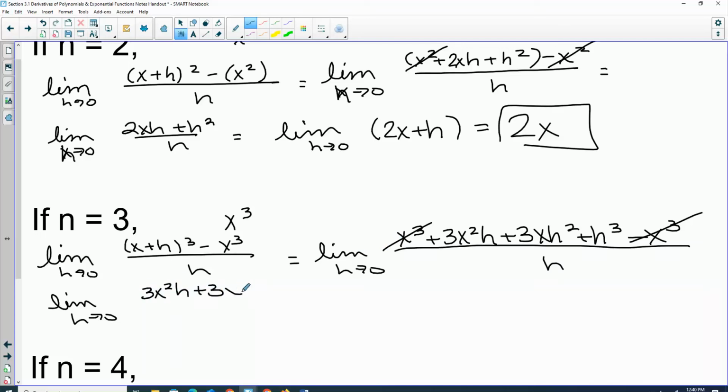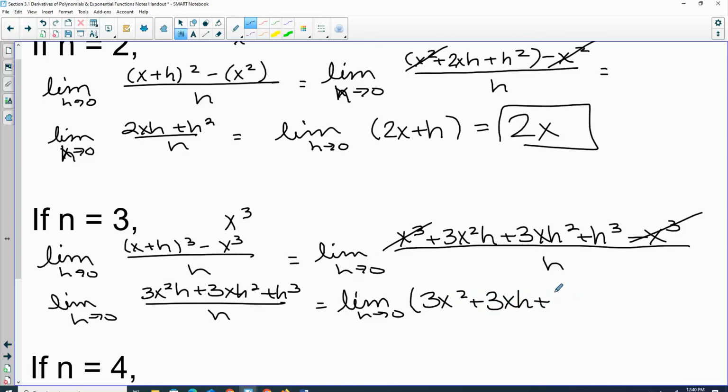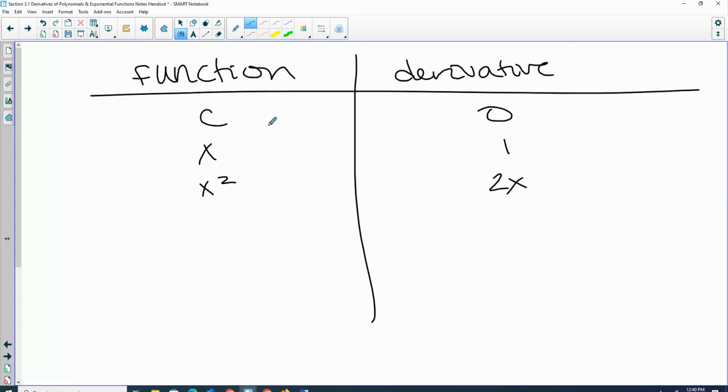Not yet. You don't cancel the h all at once. If h approaches 0, we take an h out of everything: 3x squared plus 3xh plus h squared. If you put in 0 for your h's, you get 3x squared. So the derivative of x cubed is 3x squared.